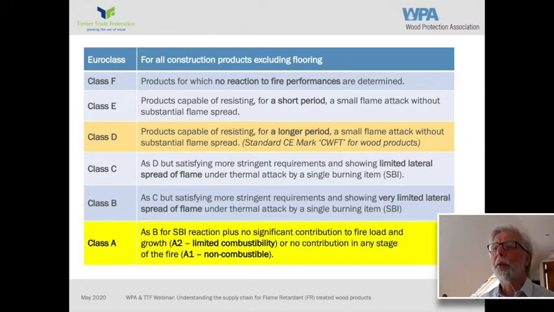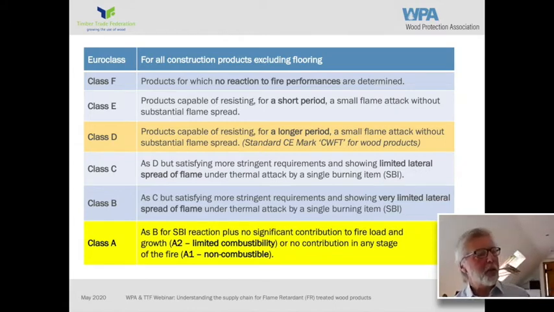But this term combustible is much misused and misunderstood. Theoretically, technically speaking, Euroclass B materials are limited combustibility, but they are combustible. But there's a massive amount of difference between that and the Euroclass E or F material. And sadly, the market, the media tend to see these things in black and white terms rather than a spectrum of performance.